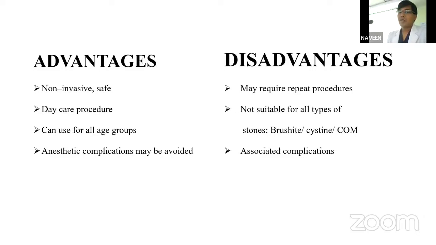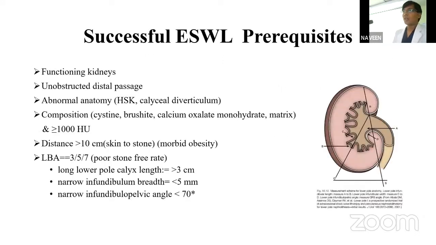Now come to the disadvantages. Because of the repetition, the procedure may require repeated shock wave sessions, and it is not suitable for hard stones like brushite stone, cystine stone, calcium oxalate monohydrate stone, and stones with an HU value of more than 1000. They are not suitable for this treatment, and there are many complications, like early renal complications such as hematoma formation and hematuria, and chronic renal complications also.